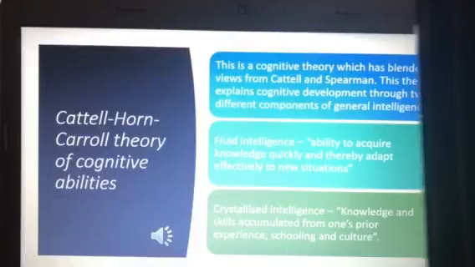Cattell stated that biological factors largely affected one's fluid intelligence, while crystallized intelligence was a mix of both hereditary and environmental factors. Fluid intelligence would also decrease in adulthood, while crystallized intelligence would continue on throughout one's lifespan.